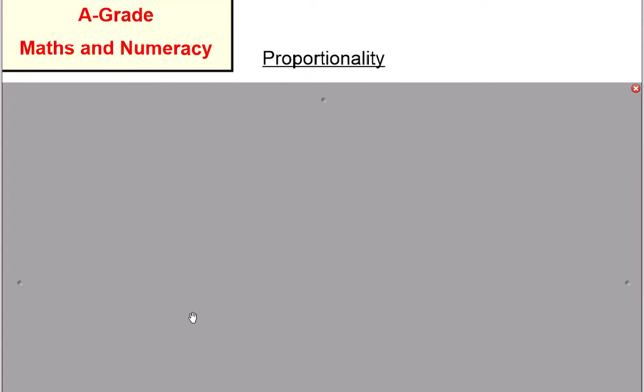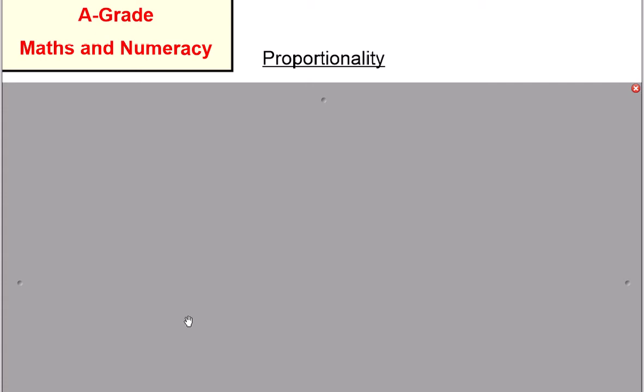Hi, looks like you had some problems yesterday. Lots of you wrote to me saying you weren't really sure about what to do on the proportionality stuff. So I thought we'd start again and I'll take you through it from the very beginning. Okay, right back to basics and see if we can get a bit further this time.